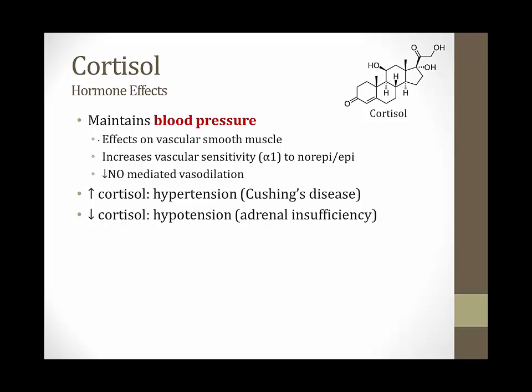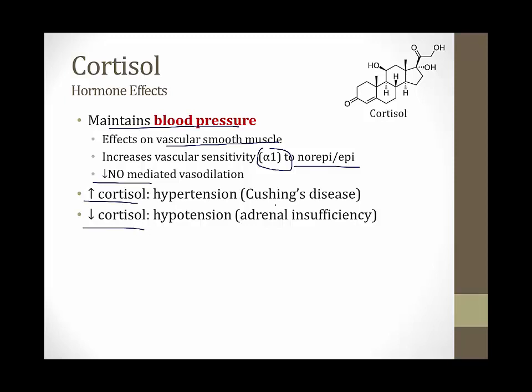So along those lines, one of cortisol's most important effects is to maintain your blood pressure. It has a number of effects on vascular smooth muscle. It increases the vascular sensitivity to norepinephrine and epinephrine, largely through alpha-1 receptors. It also blunts the vasodilatory effects of nitric oxide. And this has clinical relevance in patients who have high cortisol or low cortisol states.